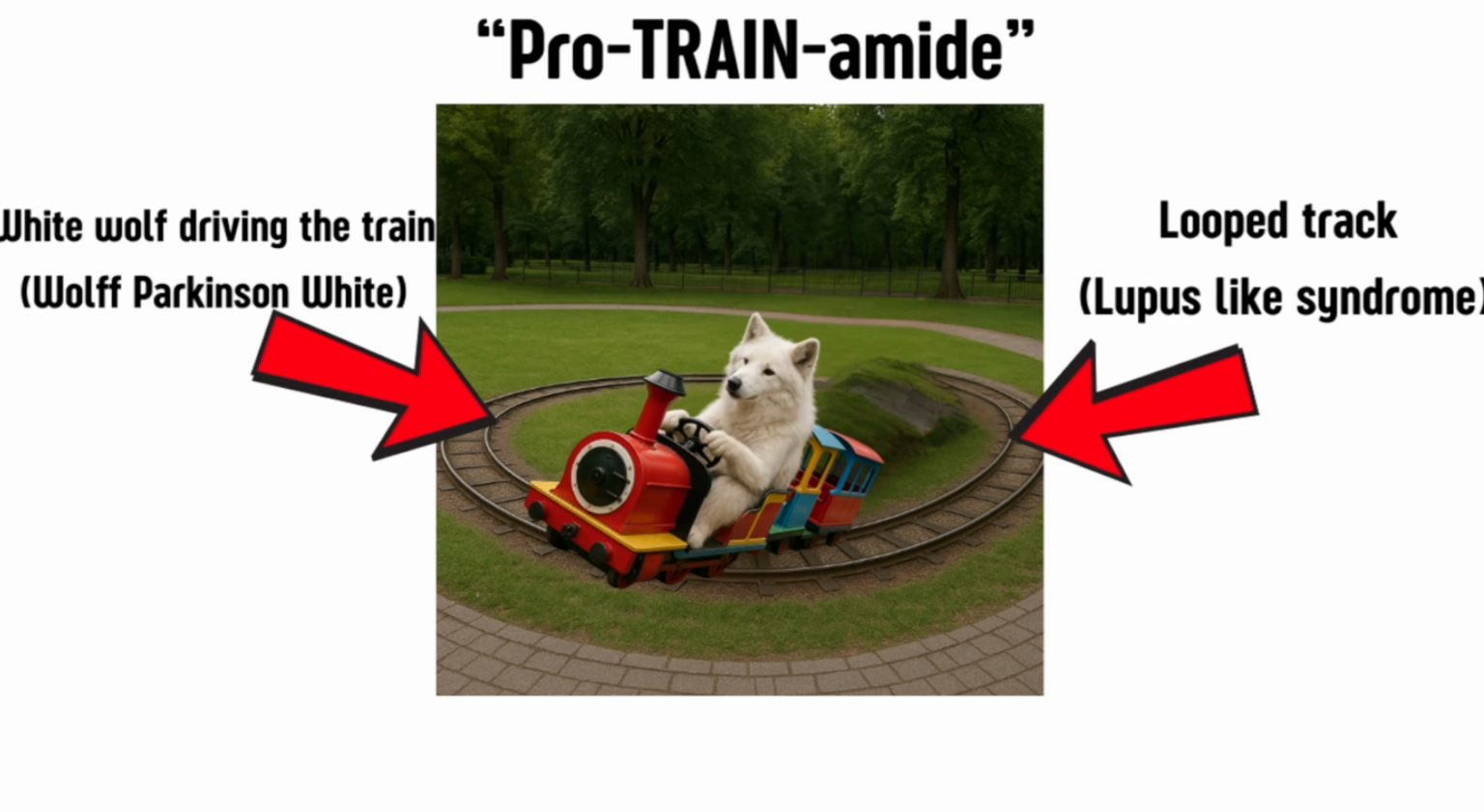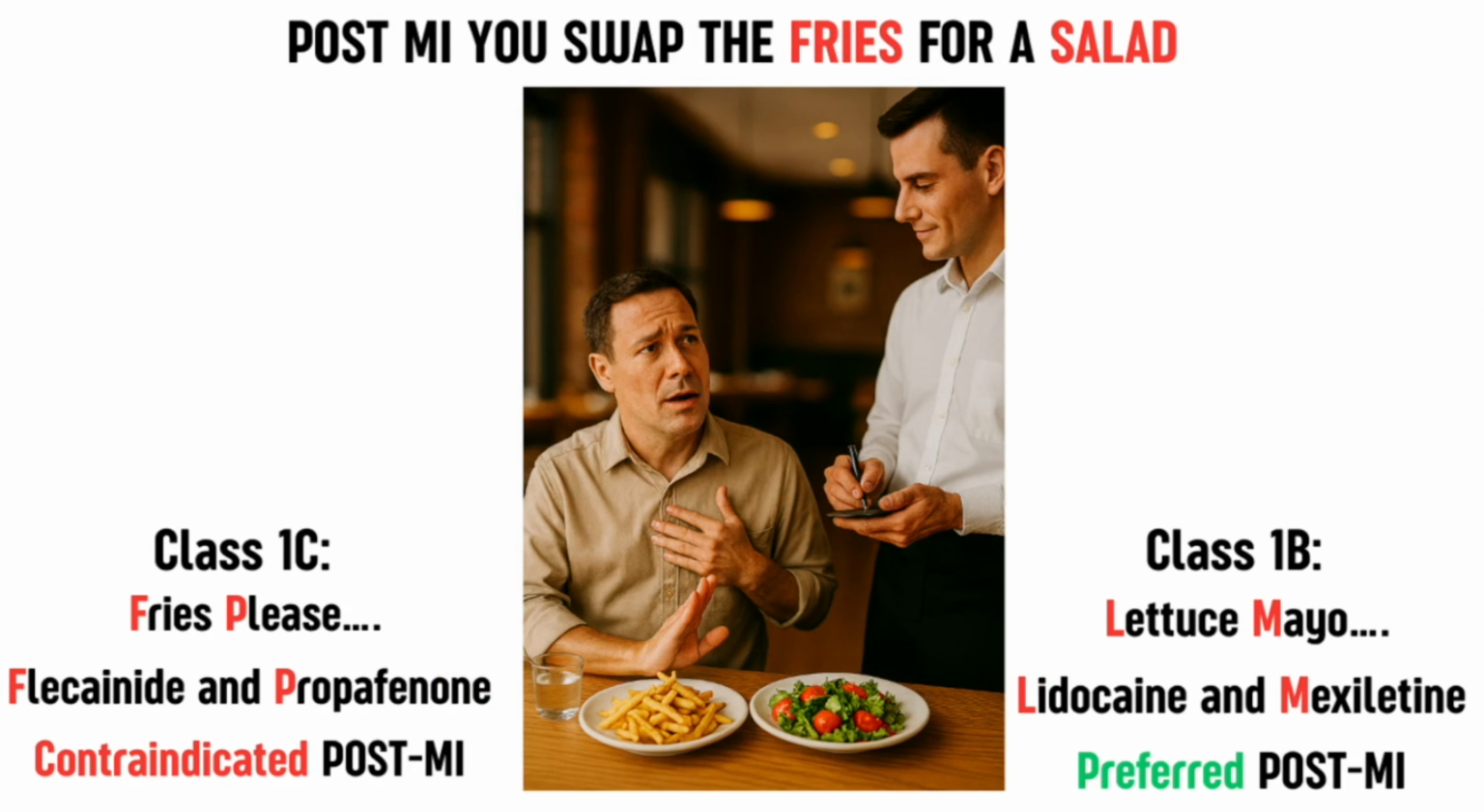Remember our Class 1B meds are indicated for fast and failing tissue like post-MI, but our Class 1C meds are contraindicated post-MI. Remember, after a heart attack, you swap the fries out for a salad. Next, Class 2 beta blockers.